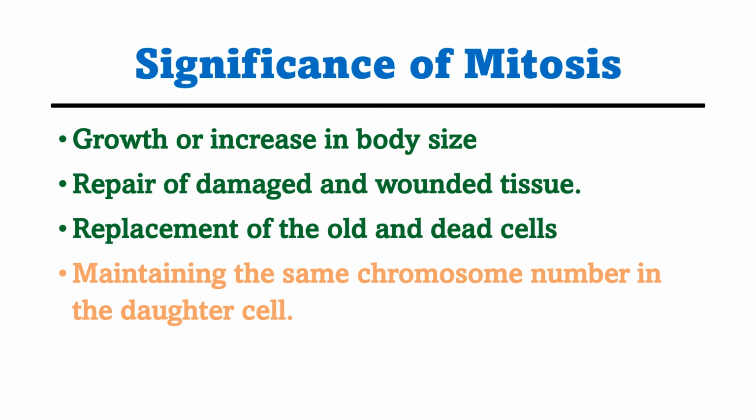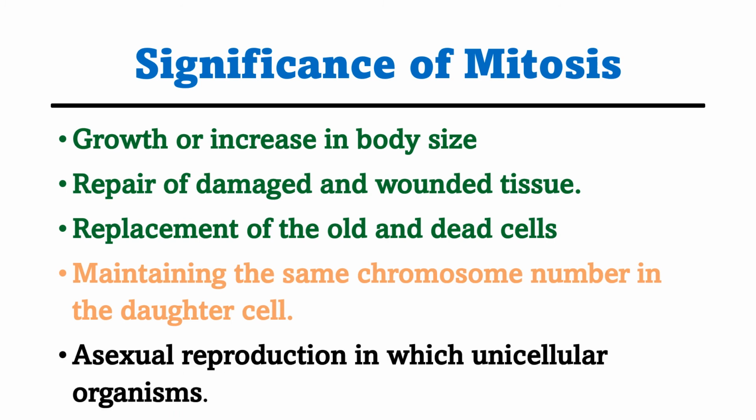The next point, asexual reproduction in unicellular organisms. Mitosis occurs in unicellular organisms at the time of reproduction, that is, asexual reproduction of lower organisms. Which type of division will occur? Mitosis. These are the main significance of mitosis. You have to remember at least four points. GR square, this is easy, right? GR square: growth, repair and replacement. Then another point, maintaining the same chromosome number in the daughter cell.